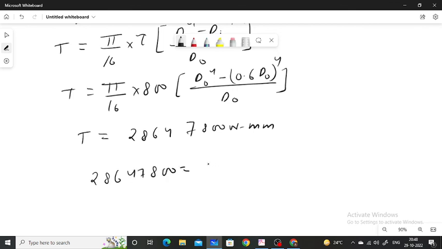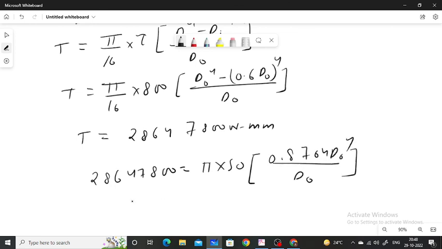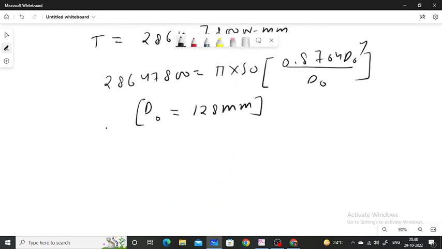28647800 will be equal to pi into 50... This will be equal to 0.8704 d outer to the power 4 divided by d outer. So from here outer diameter will be equal to 128 mm. Okay. So the inner diameter will be equal to 76.8 mm.